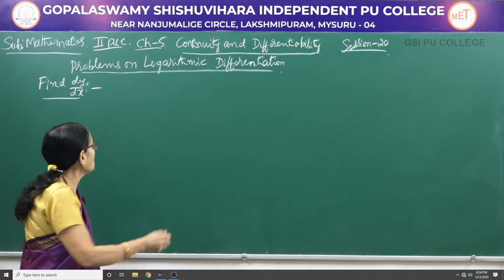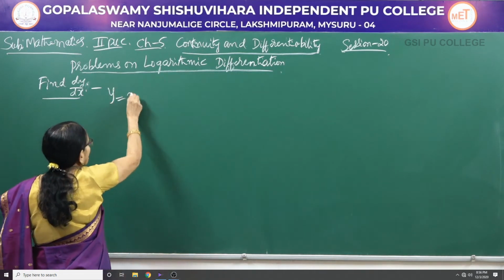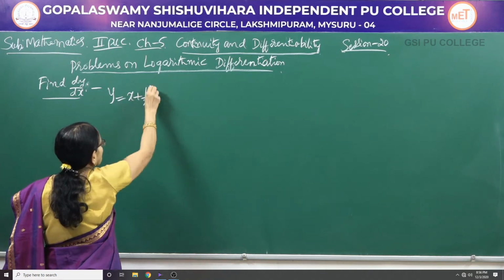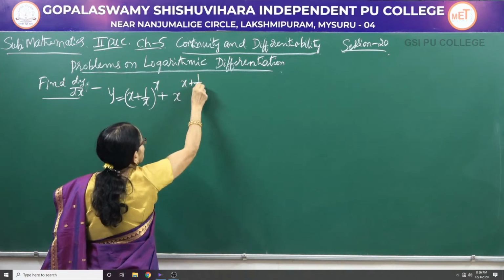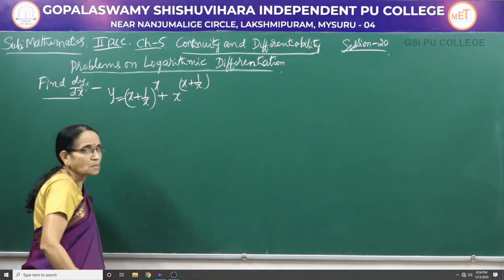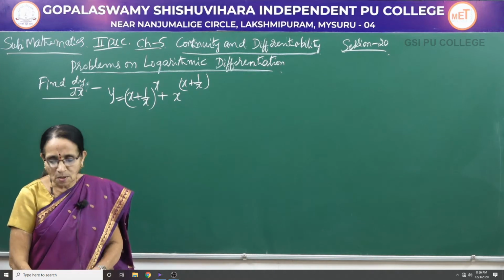Now, the first problem is y is equal to (x plus 1 by x) whole to the power x, plus x to the power (x plus 1 by x).